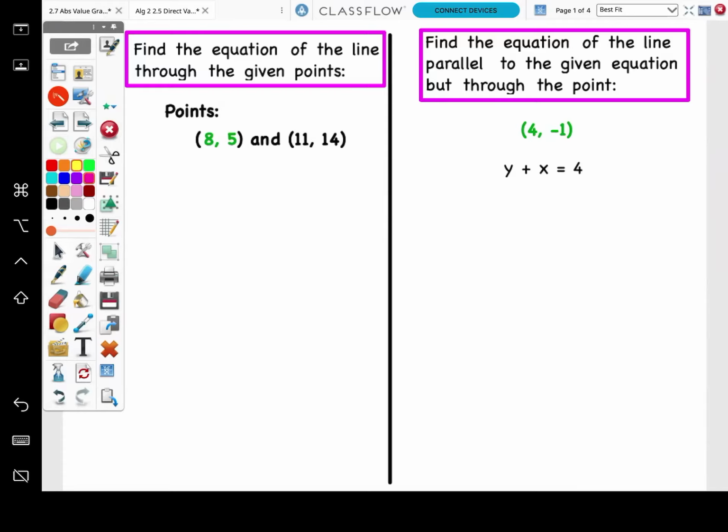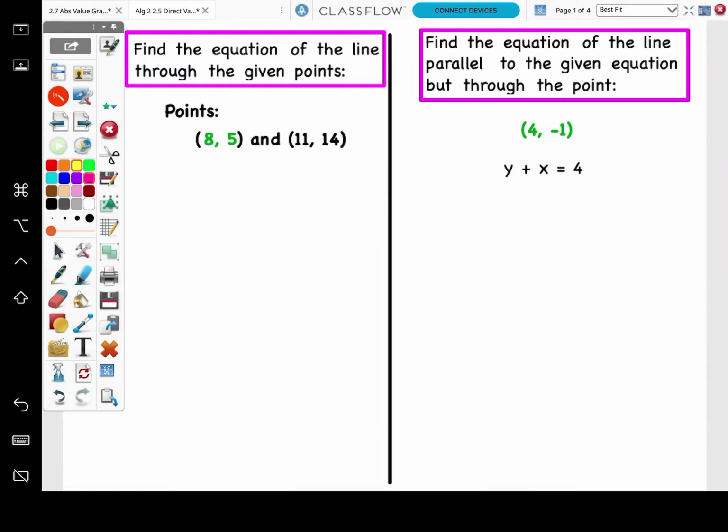Before we get into the direct variation video, I want you to pause this and see if you can solve and find these two equations that you're asked to find. Just as a review, make sure we're all on the same page. So pause the video, answer these two, and then compare.